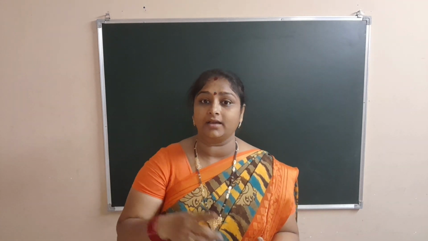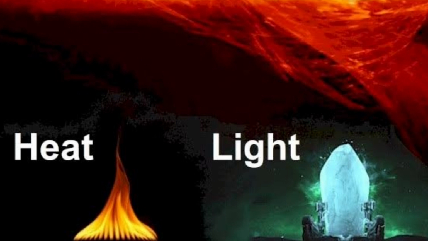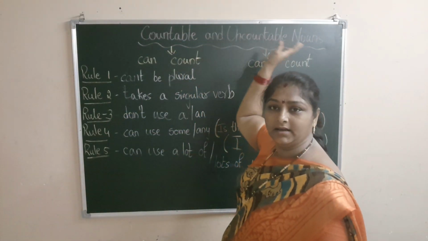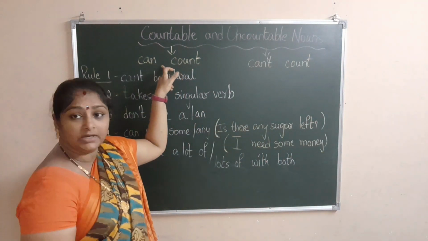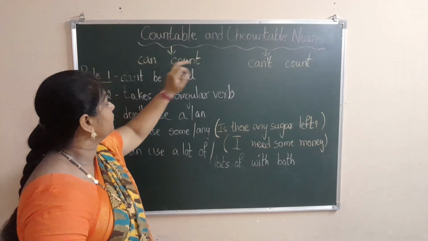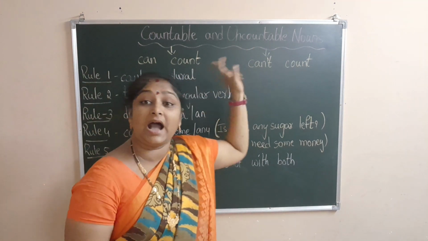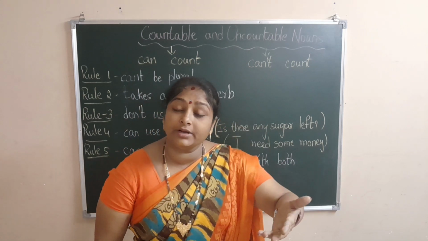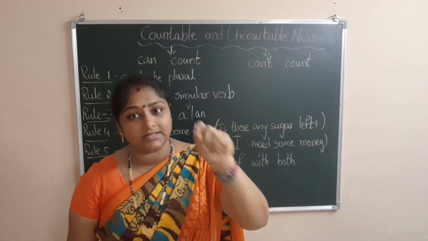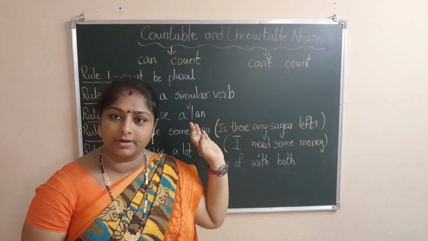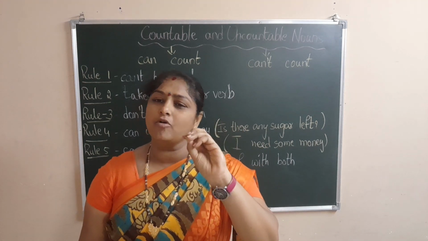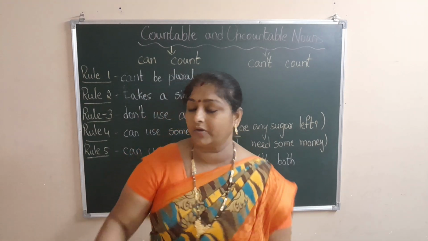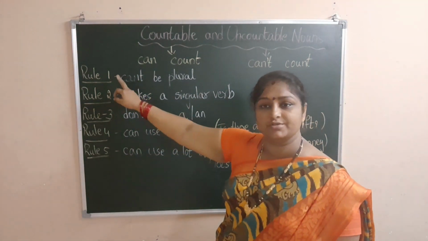natural phenomenon like heat, light. See here, as I said you earlier, countable and uncountable nouns. Countable nouns are the nouns where we can count, that means we can give the numerical value. Uncountable nouns are those where we can't count, that means we can't give the numerical value and we can measure them. There are some rules for the uncountable nouns. Countable nouns are very easy, but you need to concentrate mostly on uncountable nouns. Okay, there are some rules for uncountable nouns.